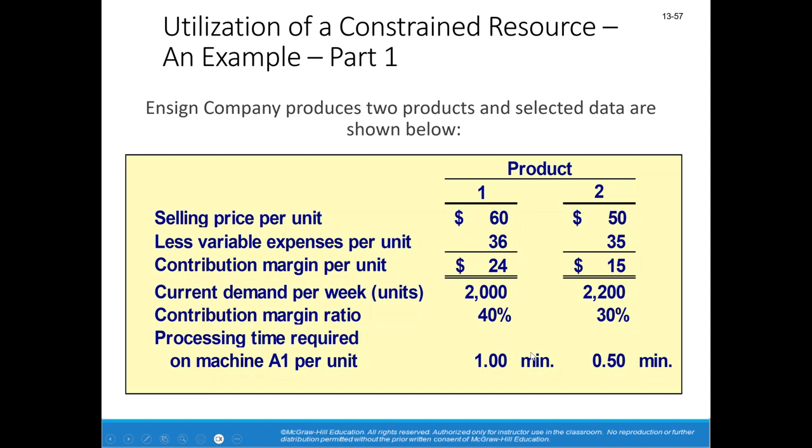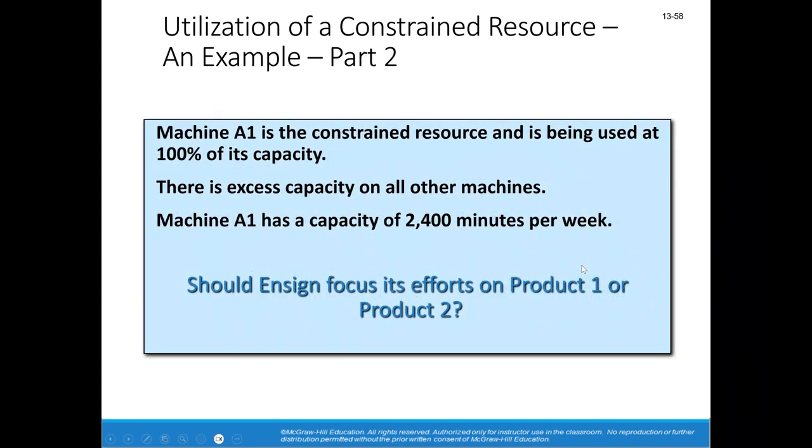However, we make $24 on product one, which is higher than 15, but it takes us a minute to make it. Whereas here, it takes us half a minute, so we can make two of these in 1 minute, which is $30. So A1 is a constrained resource and is being used 100% of capacity. There's excess capacity on all other machines.